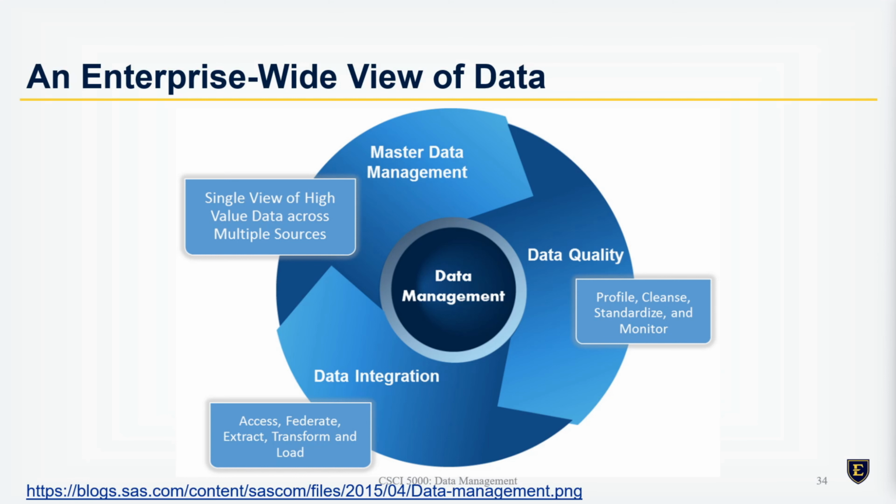So we will talk later in the semester about a process called extract, transform, and load. And extract, transform, and load is when we extract data from a separate system, we transform it so that it meets our quality standards without changing the meaning, and then we load it into our database, for example. So we need a master data management plan so that it's a single view of high value data across all these multiple sources, and we need to understand it from that highest level.